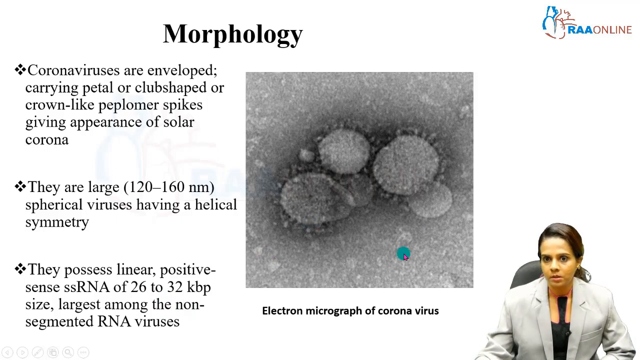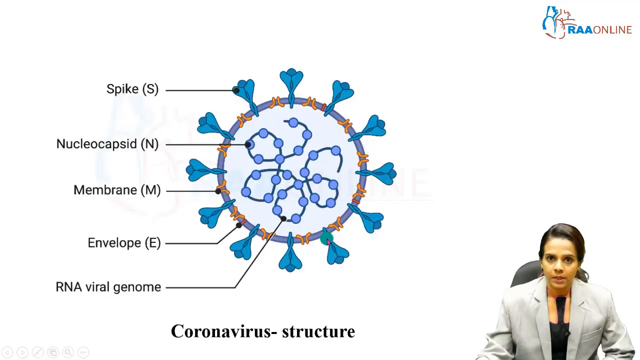So here is the picture, an electron micrograph of coronavirus. This is the image seen in the electron microscope. Here you can see the peplomer spikes, giving the appearance of a solar corona. This is a spherical virus carrying the peplomer spikes. This is again a picture of coronavirus. Here you can see the spikes, and this is the nucleocapsid protein. This is the RNA viral genome, this is the membrane protein, and this is the envelope protein. This is the basic structure of coronavirus.